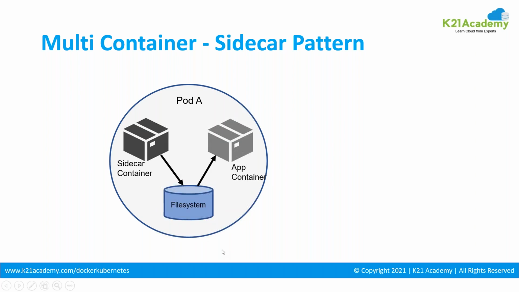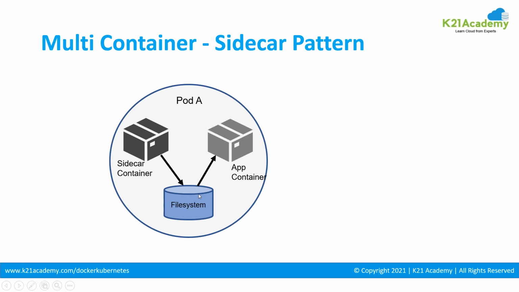So you can say this is something called a writer container, and this is something called a reader container. Whenever you want to write something into the file system, you will use this container. And whenever we would like to use the contents which have been written in the file system, this application container will read the contents from the file system.